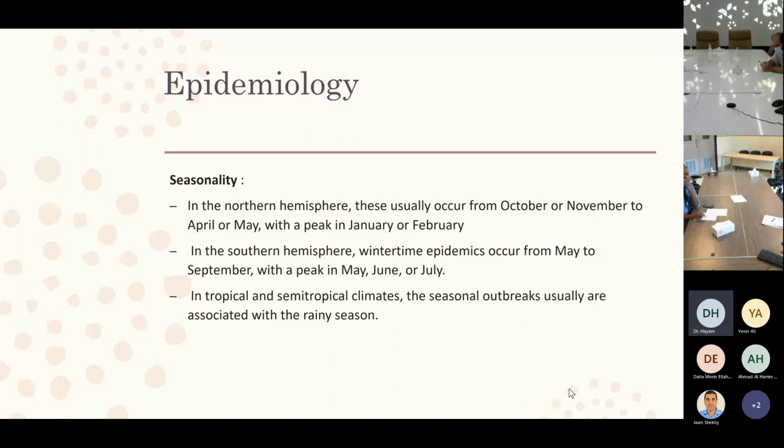Now, regarding the seasonality, in the Northern Hemisphere, it usually occurs from October or November to April or May, and the peak is usually in January or February. In the Southern Hemisphere, the wintertime epidemic occurs from May to September, with a peak in May, June, or July, and in tropical and semi-tropical areas, the seasonal outbreak is mainly with the rainy season.